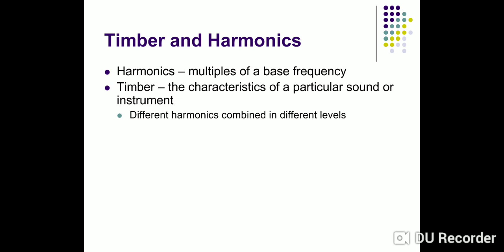Timbre and harmonics, these are also properties of the waves. We know about harmonics. Harmonics are multiples of a base frequency, and timbre is the characteristic of a particular sound or instrument. Therefore, different harmonics are combined in different levels.